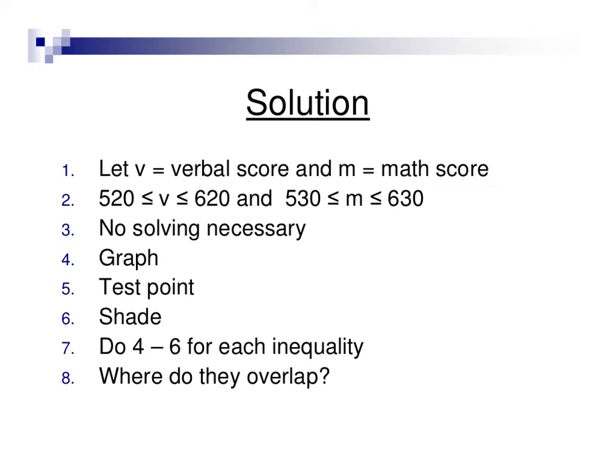Our verbal scores are going to be in between 520 and 620, and because it says inclusive, that means the or equal to, so we put the line underneath our inequalities. And the same thing with the math, it's between 530 and 630 inclusive, so we put the lines underneath to include that. We actually, on this one, don't have to solve. There's no solving necessary on these. All we have to do is graph and figure out what the overlapping shaded area is. So here's our graph here.